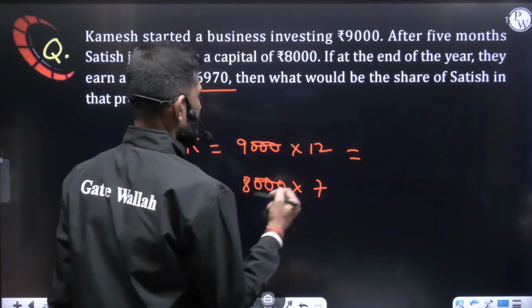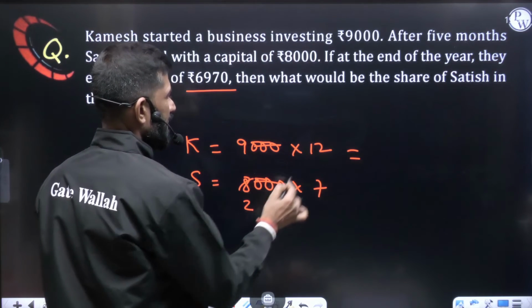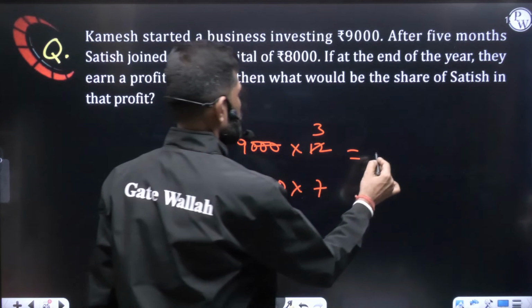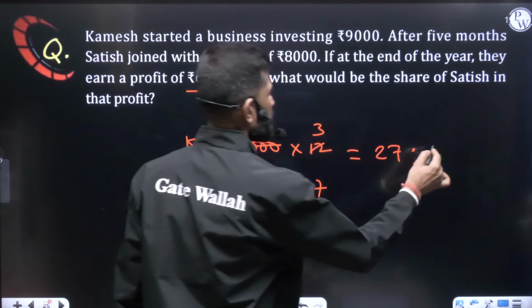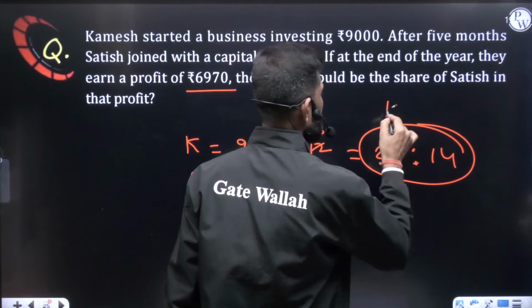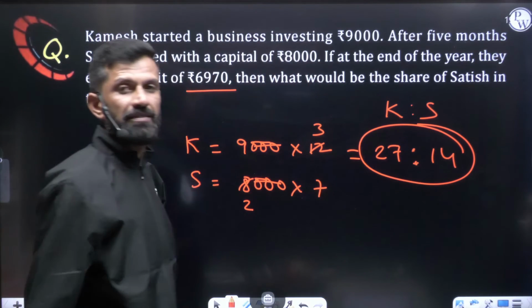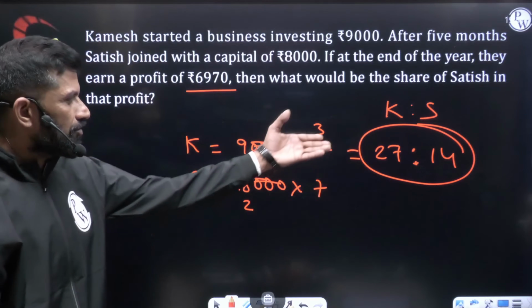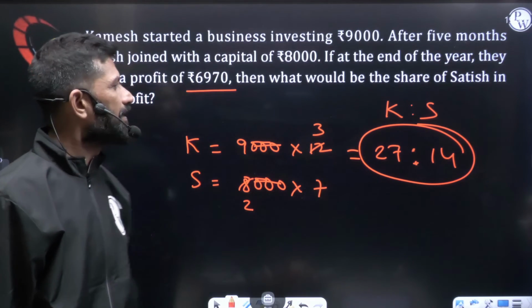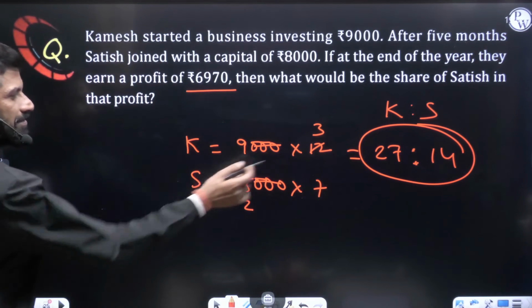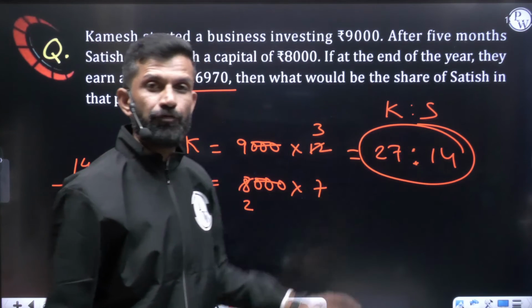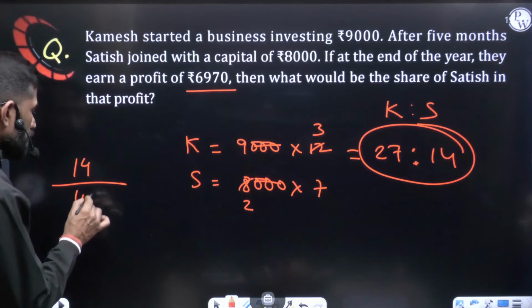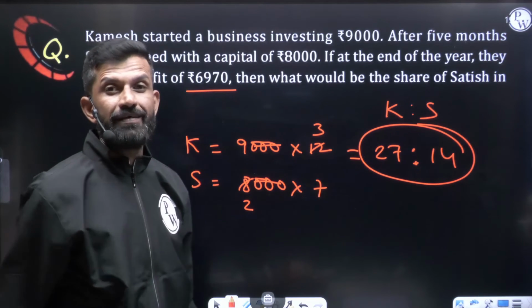Now, here 3 zeros we are cancelling. So we can say directly: 9 threes are 27, A's investment, and 7 twos are 14, this is Satish's investment. A is to Satish, their investment is in the ratio of 27 is to 14. So in the same ratio they will be getting their profit. Satish's profit they are asking. Satish is 14 parts out of the total, 27 plus 14, which is 41. So 14 by 41 of the profit Satish will be getting.